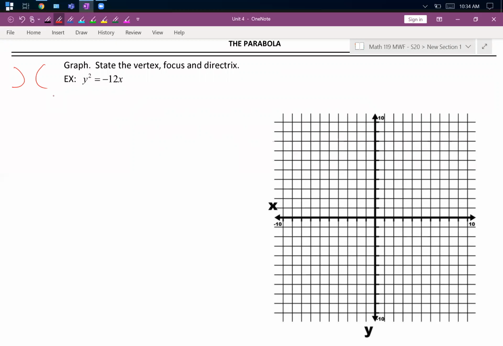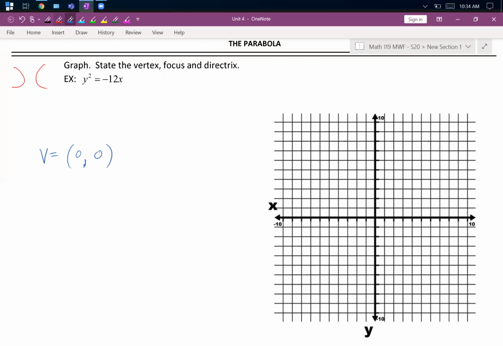Notice that we don't have any parentheses here. So what does that tell us about our vertex? Right, it's going to be at the origin, just like the center. When we didn't see the parentheses, we knew the center was at the origin. So when we don't see the parentheses, we know our vertex is at the origin.